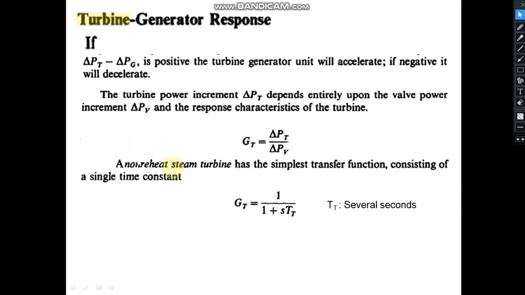Similarly, we also have a turbine. The output of the turbine is this turbine power, and the input of this turbine is this valve power delta PV. The transfer function of this turbine is given by a first order equation like this, in the case of a non-reheat type of steam turbine. Otherwise it may not be first order, it may be second order or third order. And this turbine time constant is of the order of several seconds.